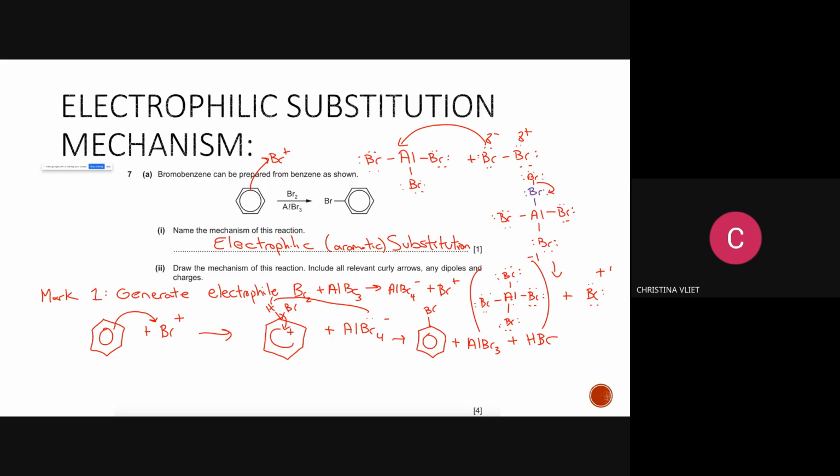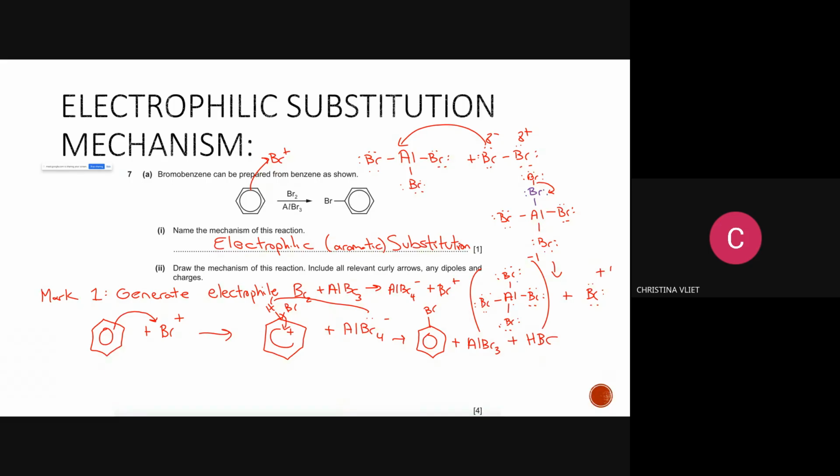Because the bromine grabbed the hydrogen, it's no longer going to be attached to the AlBr4, so it becomes AlBr3 and HBr, thus restoring the catalyst that you started with. Remember, a catalyst you start with and you end with the same exact thing that you started with. So mark 1 was generating the electrophile.